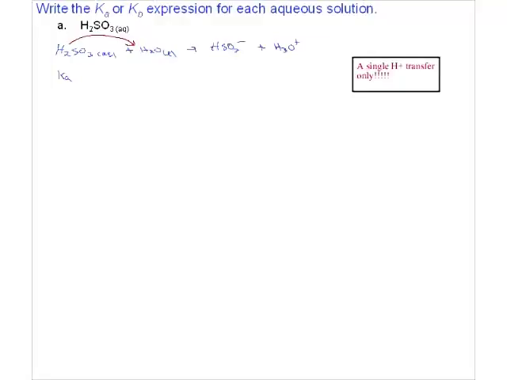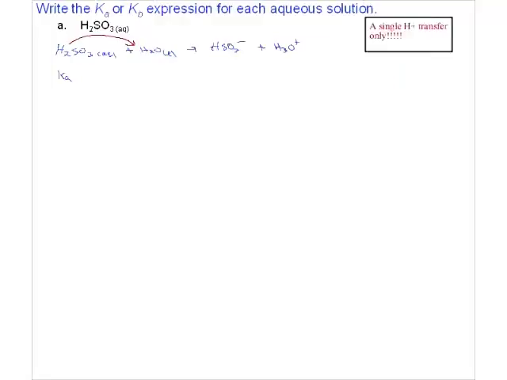So what we're going to get then is a Ka. So in this case, we're saying Ka is going to be HSO3 minus times H3O plus, there it is on top, divided by H2SO3. And again, one hydrogen is all that gets transferred. Okay, here's another example then.